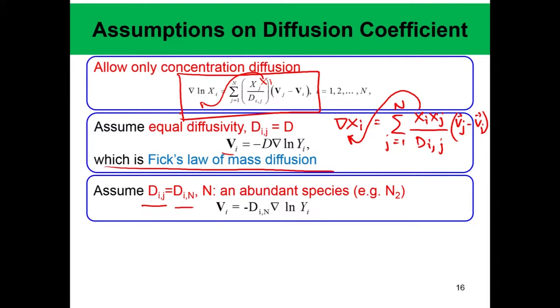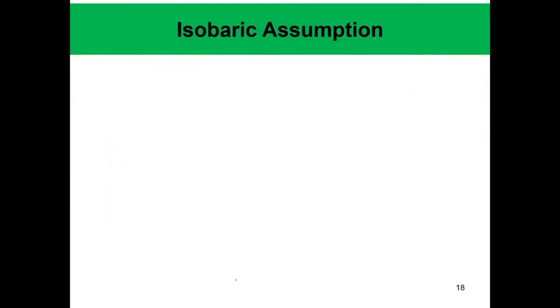And then we can write that vi is equal to minus din, where din is essentially the diffusivity of the ith species with respect to the nth species, which is the abundant species. And then this becomes the gradient of ln yi. Alright. And then, depending on the situation, we assume that rho D is equal to constant or rho squared D is equal to constant, and this will become evident later.